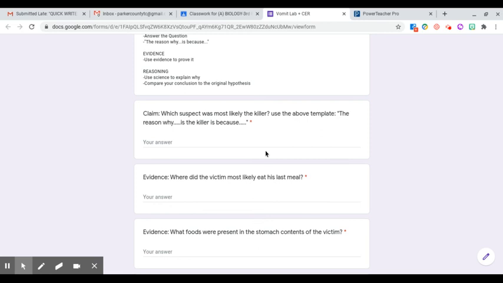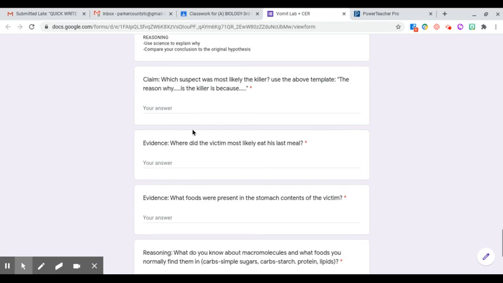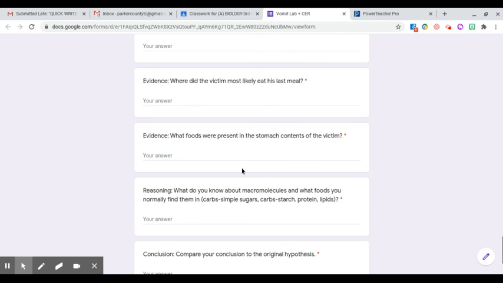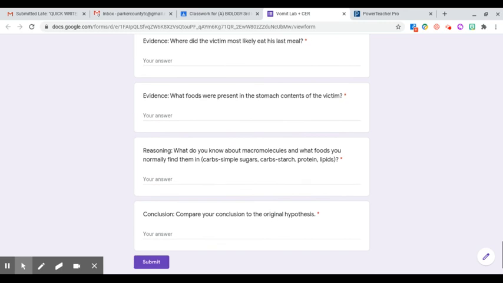The reason blank is the killer is because: where did the victim eat its last meal? What foods were present? How did you know? What do you know about macromolecules? This is just some pre-knowledge. All this is found in the slides.